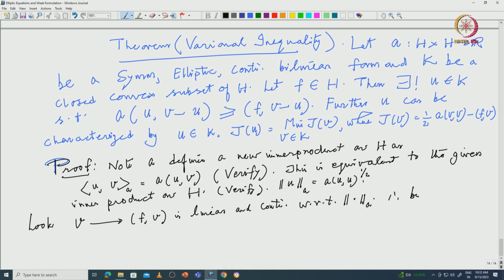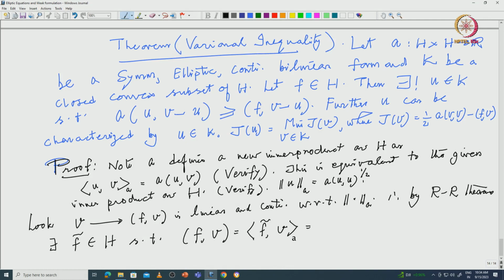Therefore, by the Riesz representation theorem, apply the Riesz representation theorem with respect to the new inner product: there exists f tilde in H such that F of V can be represented as the new inner product of f tilde and V. Keep that in mind. That is equal to A of f tilde, V.